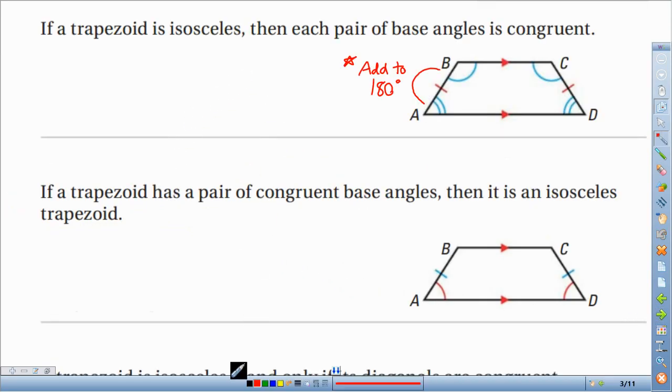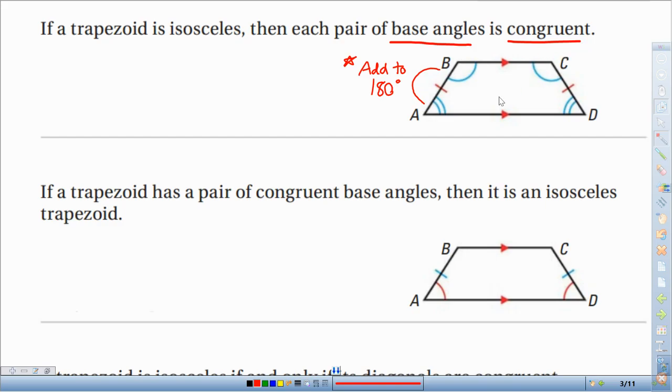Okay, so we actually have 3 rules here. One of them's cut off, so I'm gonna have you guys first copy these top 2, and then we'll get to that 3rd one. So take a minute and copy these. Okay, so let's just dig into them. The first one says if a trapezoid is isosceles, so if we have those congruent legs, then each pair of base angles is congruent.